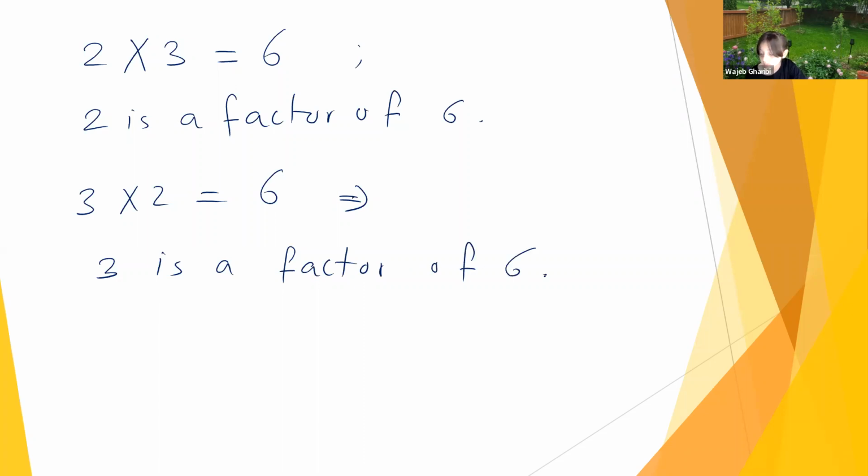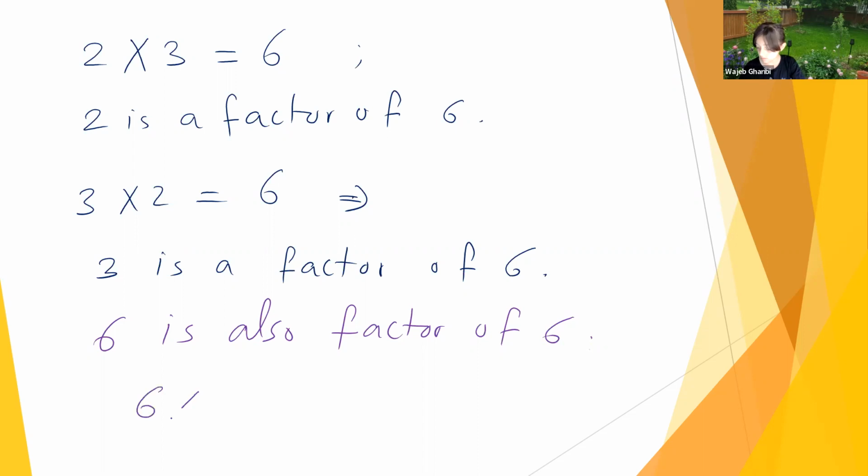Is 4 a factor of 6? No, we cannot multiply 4 by any number and get 6. Is 5 a factor of 6? No. How about 6 itself? Yes, 6 is also a factor of 6, because 6 times 1 equals 6. Good, this is the example.